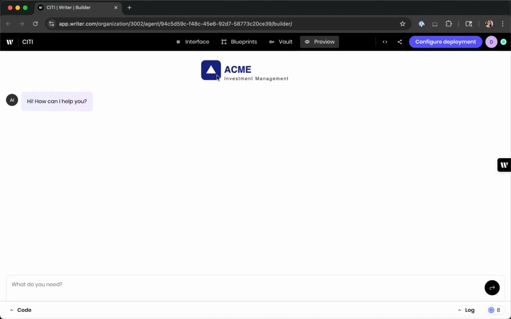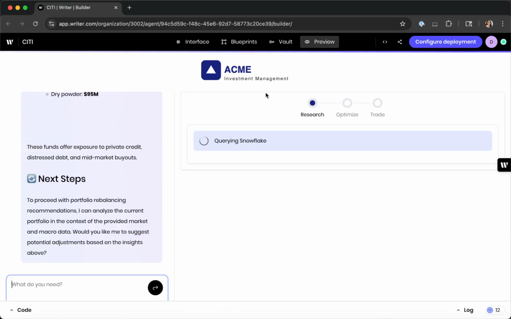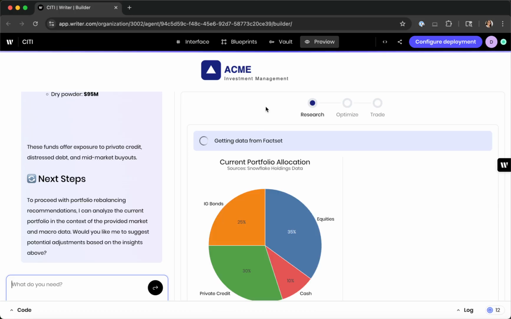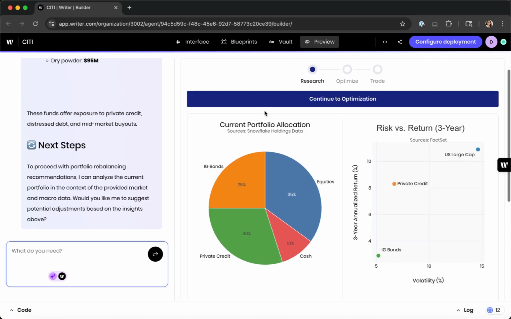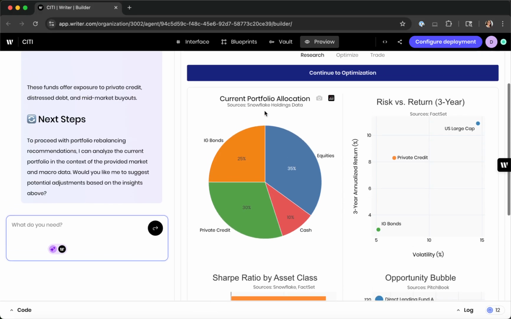Let's imagine I'm a portfolio manager and I open my console and I ask AI in natural language, suggest portfolio rebalance recommendations for the next quarter. And then what Writer does here, it kicks off a whole process where it researches your portfolio and queries data sources like Snowflake, FactSet, PitchBook to get key portfolio information that is needed for the rebalance.